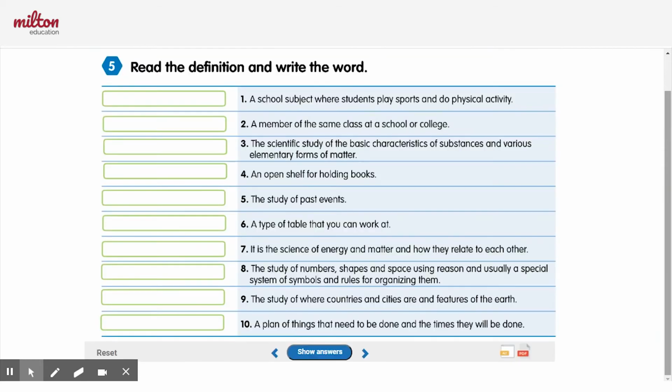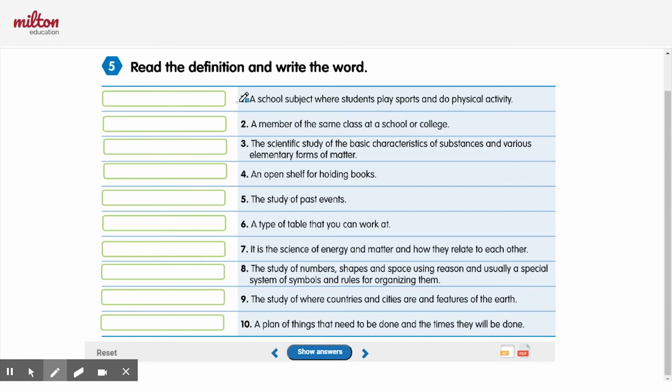Okay, now in exercise 5, we're going to read the definition and write the vocabulary word that the definition describes. Now, when we read definitions, which are these here, definitions describe a word. And we want to look for key words in the definition to help us to know what the word is. So let's look for some key words here.